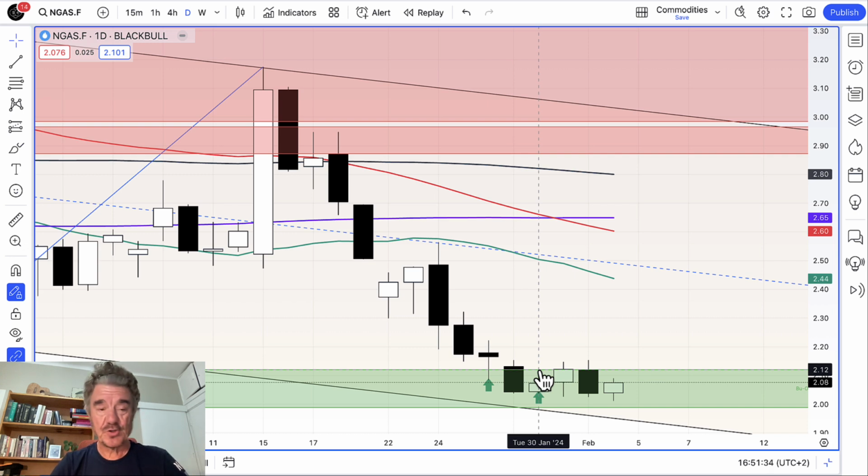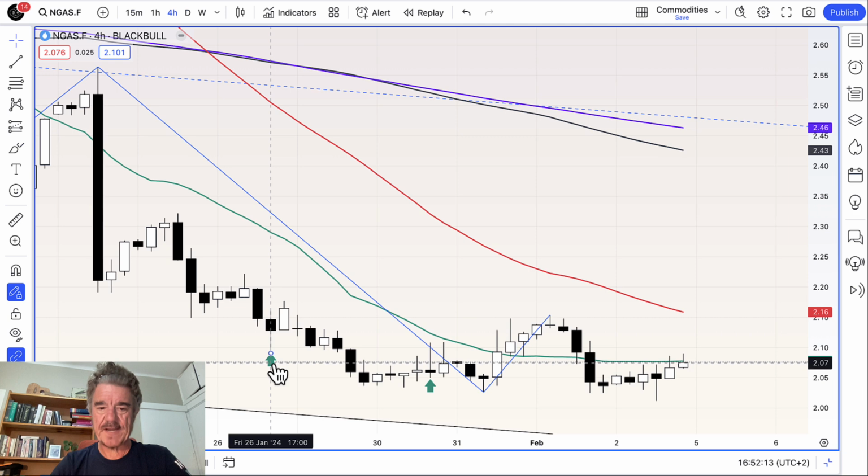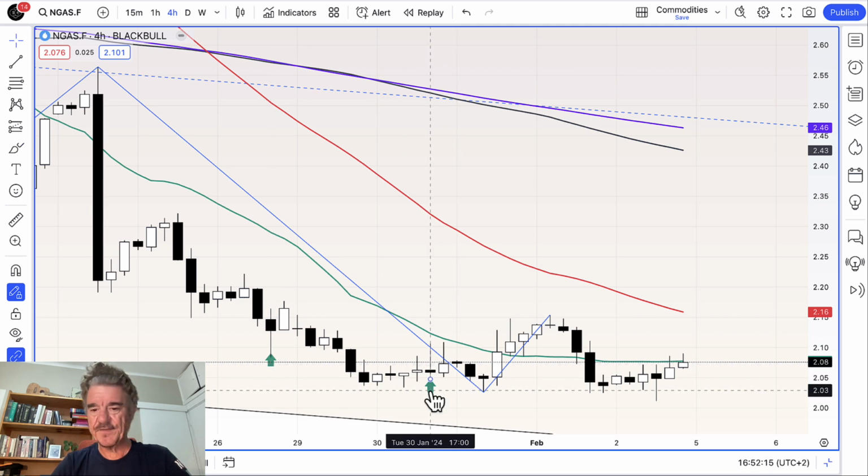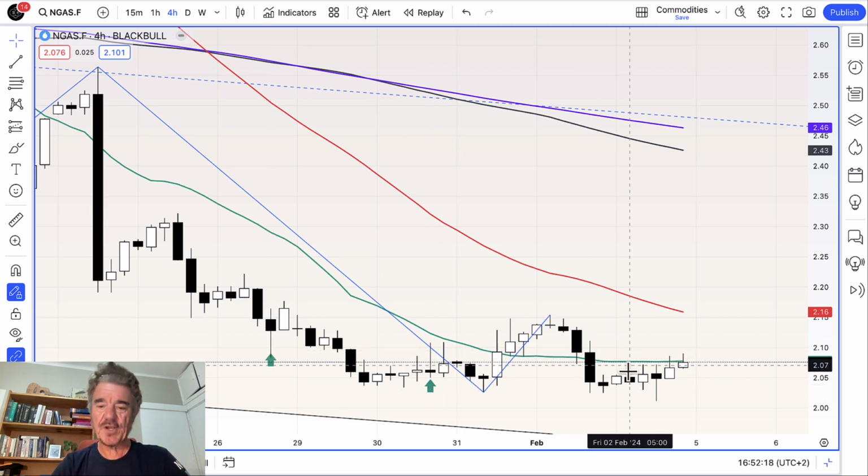However, for now, I'm still pretty optimistic that we'll hold above $2. Those might be my famous last words. Anyway, let's zoom in a little bit onto the 4-hour chart. Those are our two entries going back to the 26th of January and the end of January. We're really just trading sideways, holding up quite well.